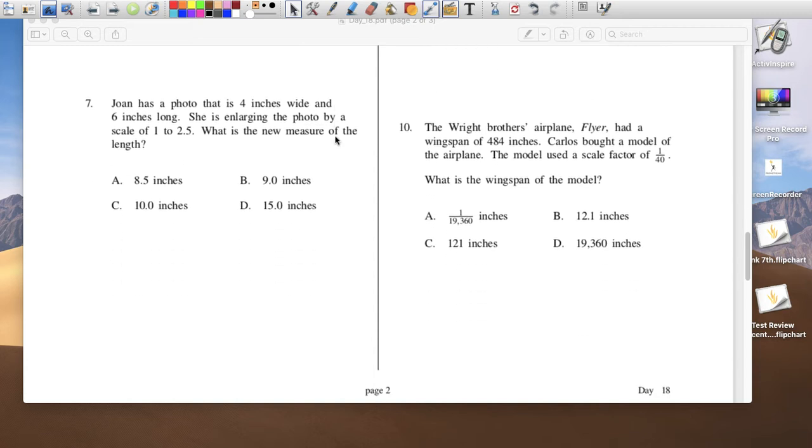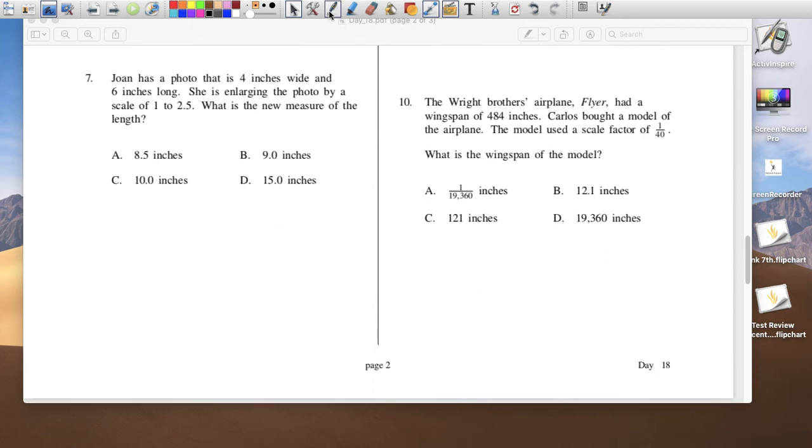Middle 7th. A photo is 4 inches wide, and so she has a photo, so here's her picture. And we're going to write that this is 4 inches, and this is 6 inches. She's enlarging the photo by a scale of 1 to 2.5. What is the new measure of the length, though? So she's making this bigger.